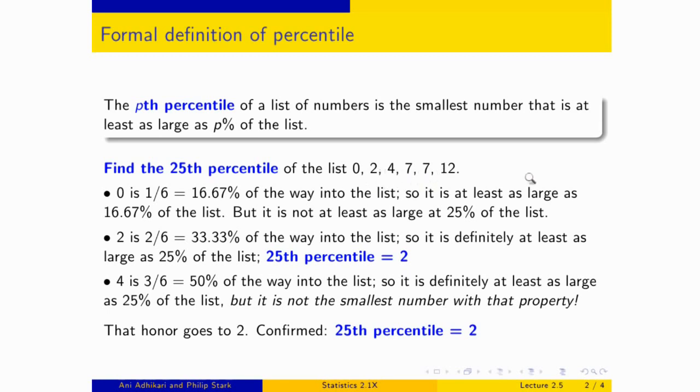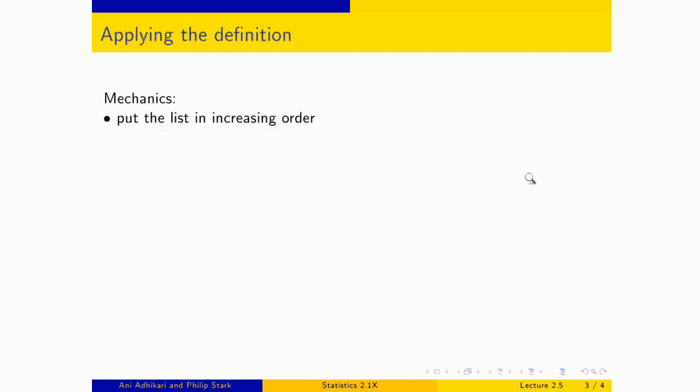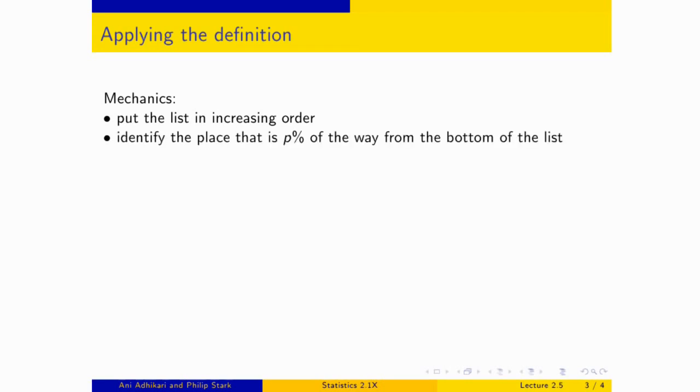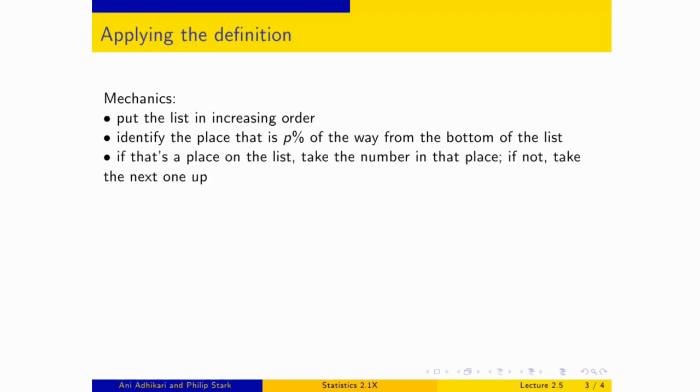So what I'd like to do now is go over the mechanics of how to use the definition, and it goes without saying that you will put the list in increasing order, and then you will identify the place in the list that is P% of the way from the bottom of the list. So you will look at the lowest number and then the next lowest number and the next lowest number and find where you get to P%. And if you're lucky, that might be a place that is exactly on the list, in which case you take that number. And if not, what do you do then? If not, you take the next one up. So let's do an example.